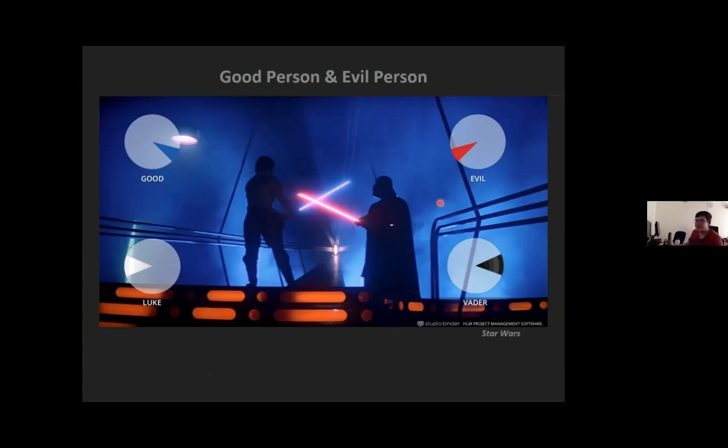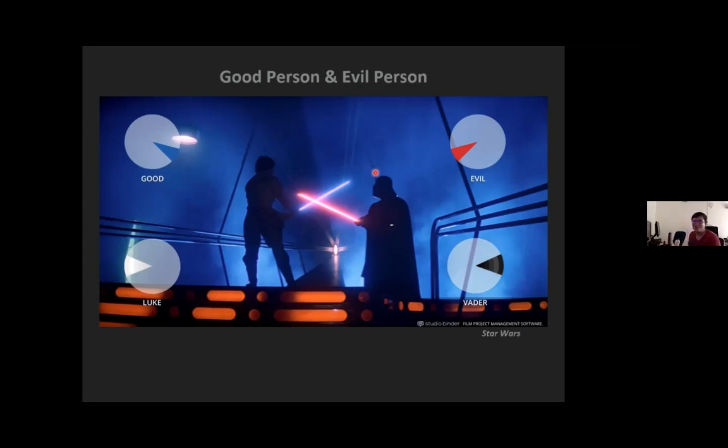So, famous example again, Star Wars. Colors are used to differentiate the good person and the evil person. For example, Darth Vader is dressed in black color, and he uses the evil red lightsaber. Correct or not? Luke Skywalker always wears white color suits. And in this case, he uses the blue color saber. So this is how you can differentiate who is the bad person, who is the good person.